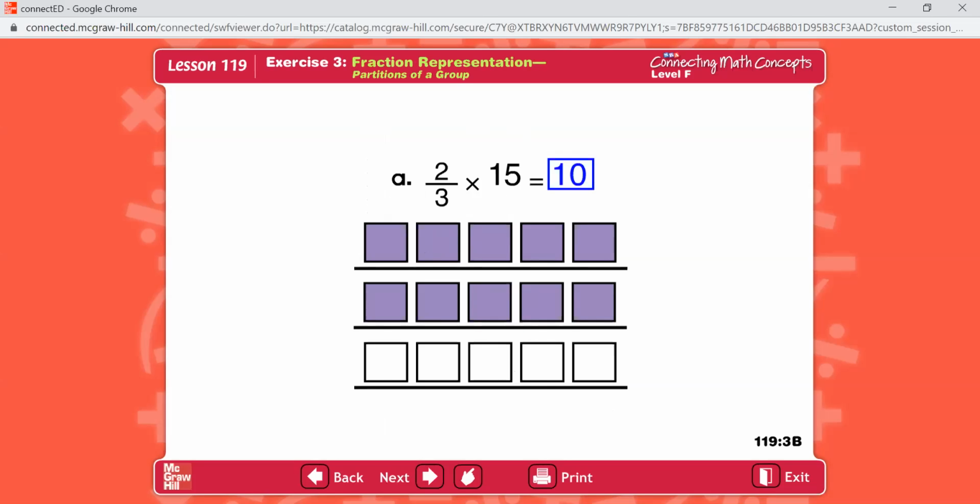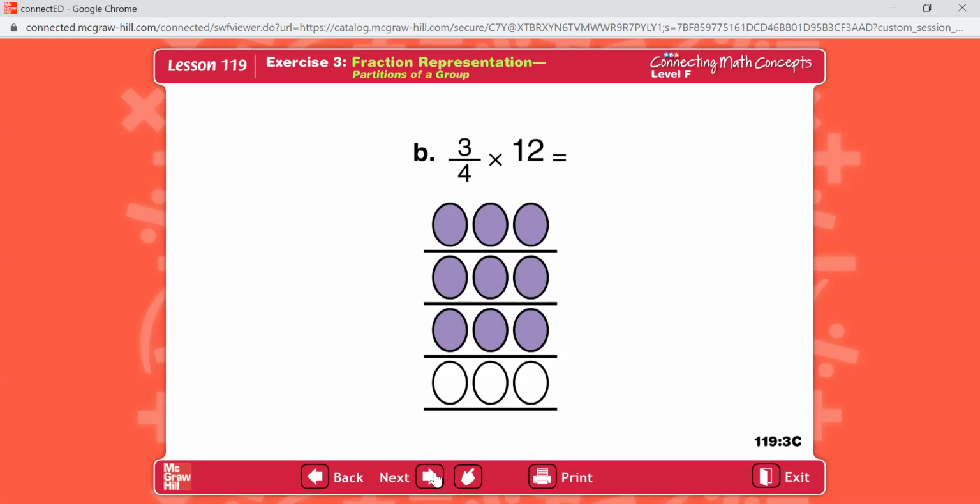Problem B, 3/4 times 12. Make the diagram with eggs, shade 3/4 of the eggs. Check your work. Pause the video now to work it. Resume when you're ready to check. Here's what you should have. There are 3 eggs in each group. You shaded 3 groups. Overall, you shaded 9 eggs.